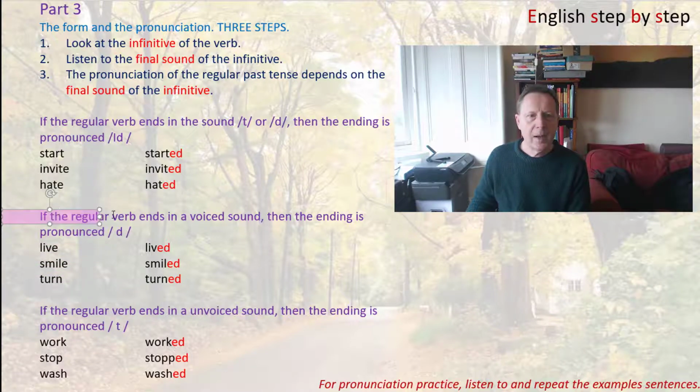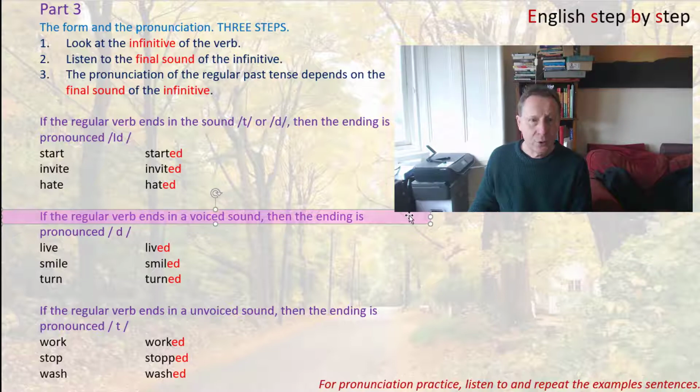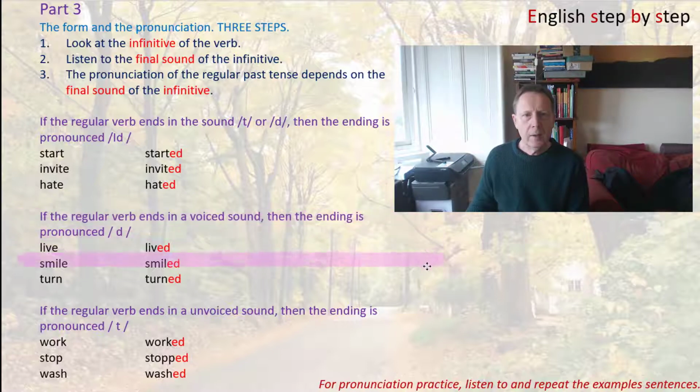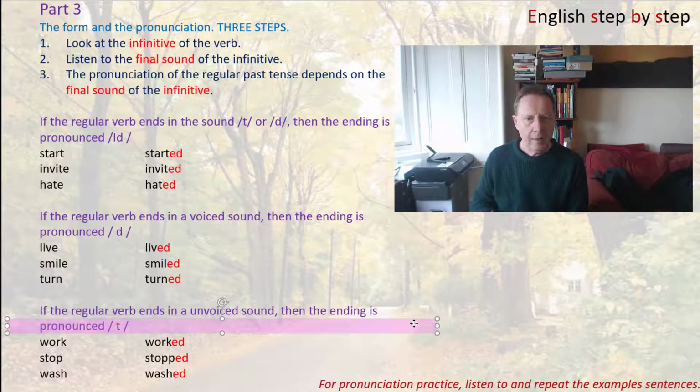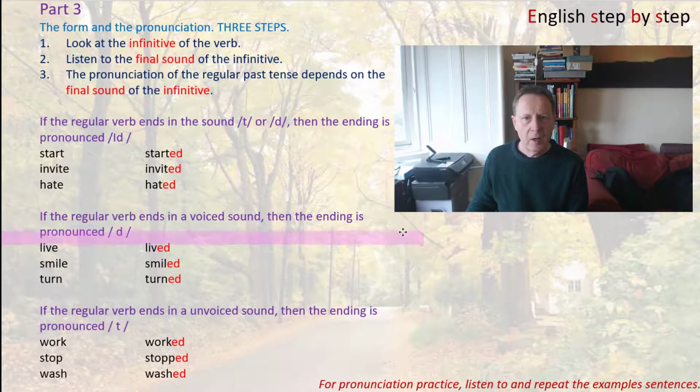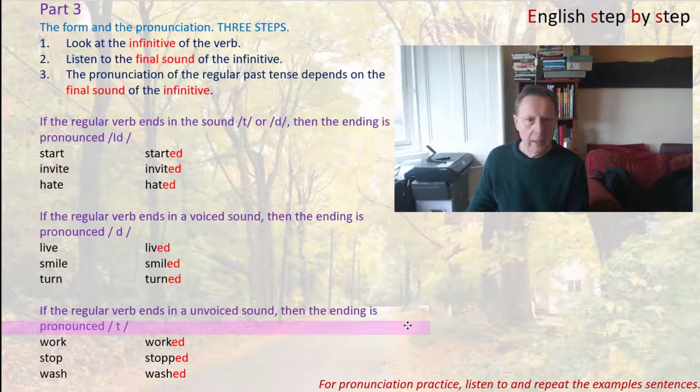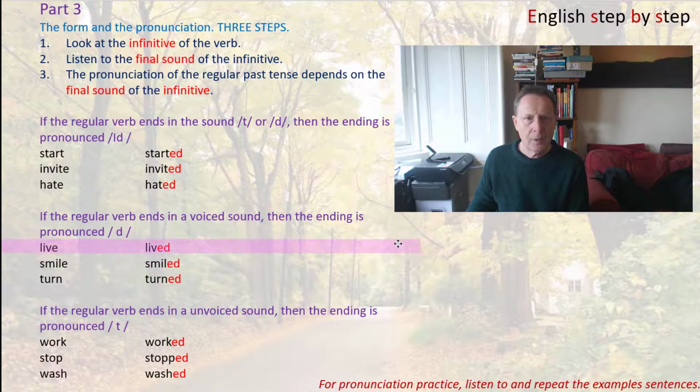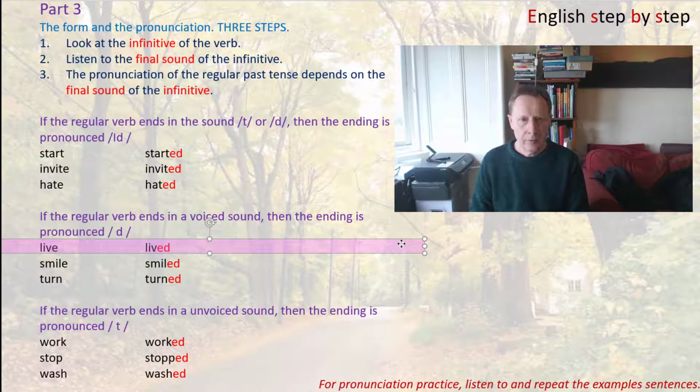So let's go back to this second rule here. If the regular verb ends in a voiced sound, then the ending is pronounced d. In other words, the ending is voiced because d is voiced. Now the next rule has a different sound, t, at the end of the past tense because the sound is unvoiced. So here it's d, voiced, and here is t, unvoiced. So let's look at the examples for this second rule. Live becomes lived. Smile becomes smiled.